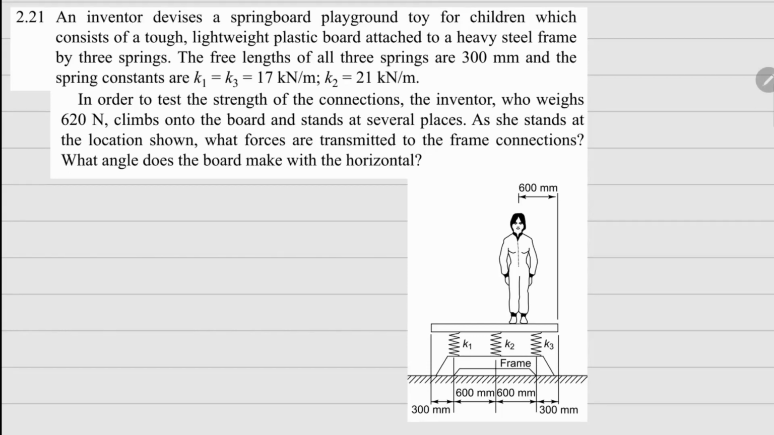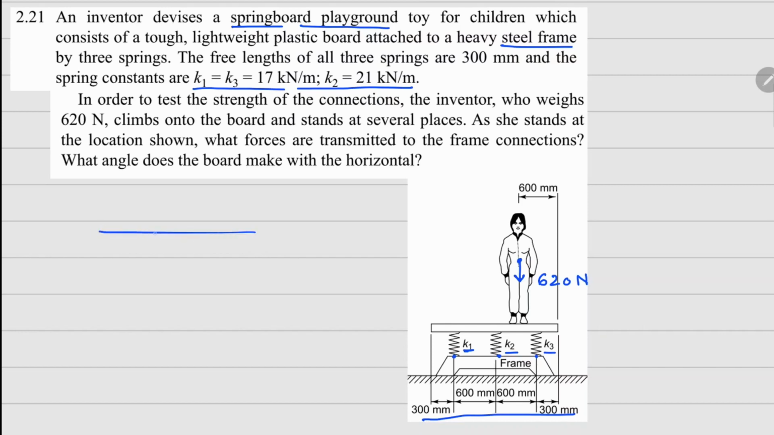This one is 2.21. Here we have a springboard which is attached with a steel frame through these three springs K1, K2 and K3. The value of K1, K2, K3 is given here. These distances are given here, and there is this person standing here. She has a weight of 620 newtons, and we need to figure out how much is the force transmitted to the steel frame via these connections there.